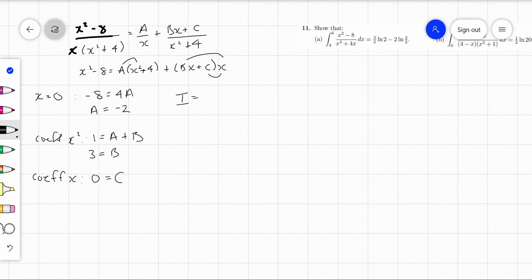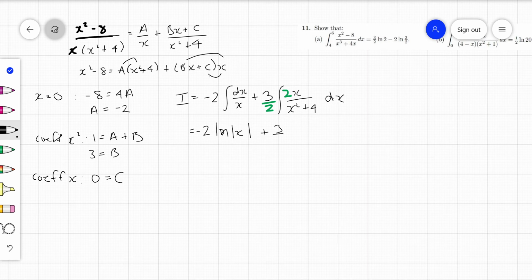So this integral is now a on x, so we've got -2 dx on x, and b, c is 0, so it's b x on x squared plus 4 dx. Now we can see for that one we're going to need a 2 there, so let's put a 2 there as well. So we're going to get a -2 log x and a 3 on 2 log x squared plus 4. That's got to be positive, so we can just go like that.